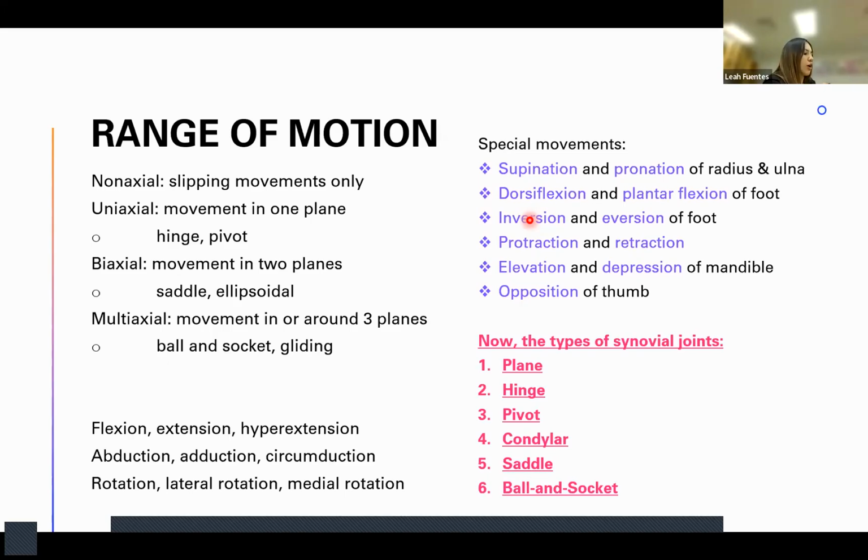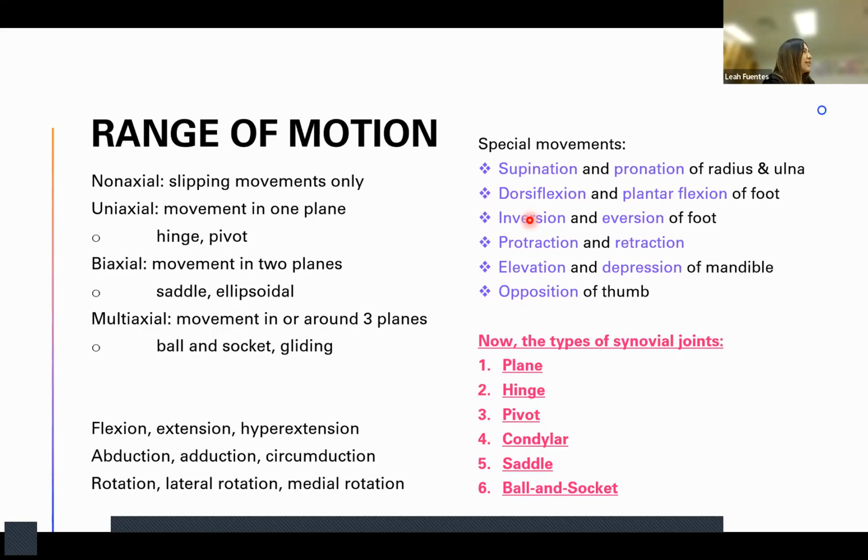A condylar or condyloid joint is an oval surface of one bone fitting into the cavity of another. The easiest example of this is your knuckle. So that's called the metacarpophalangeal bone or joint. And then saddle joints, each bone has both concave and convex surfaces. The big example of this is your thumb.